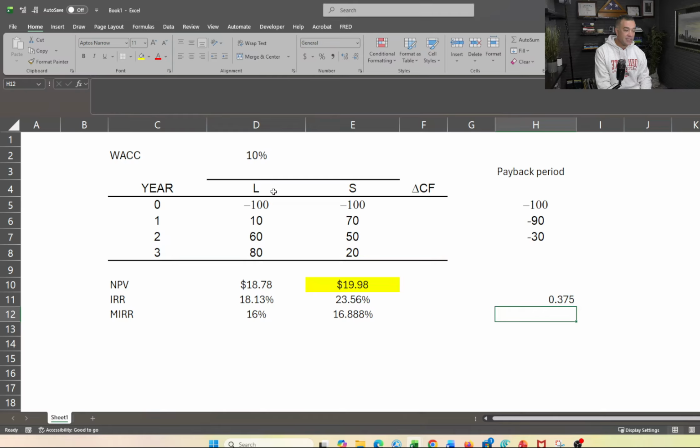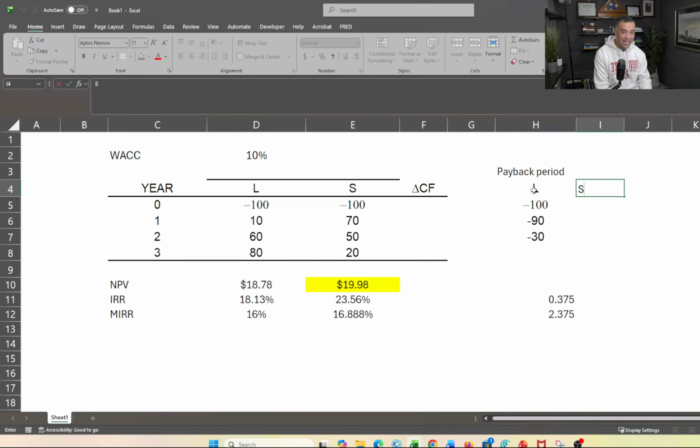So how many years did it take? It took 1 year, 2 years, plus 0.375. So if I go equal to plus that, it took me 2.375 years, right? Again, this is adding it up, the cumulative effect of all the cash flows. So I have negative 100, and then it's negative 90, and then negative 30. Now I get paid 80, so it's going to take less than 3 years. All right, that's project L.